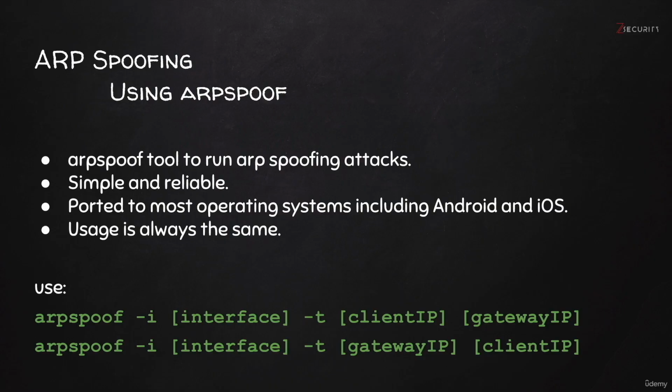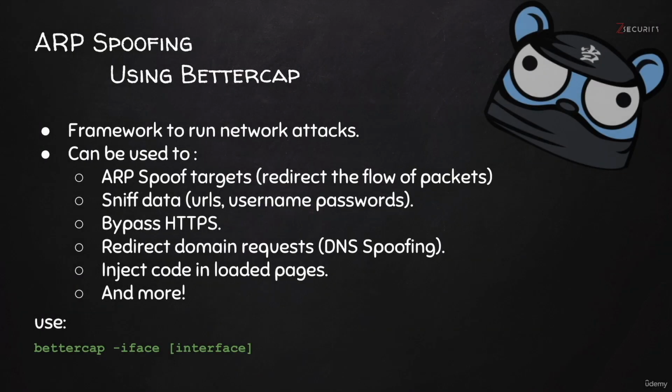However, in this lecture and in the next lectures, we're going to be using a tool called BetterCAP. BetterCAP can be used to do exactly what we did with arpspoof. So we can use it to run an ARP spoofing attack to intercept connections. And it can be used to do so much more. So we can use it to capture data and analyze it and see usernames and passwords. We can use it to bypass HTTPS and potentially bypass HSTS. We can use it to do DNS spoofing, inject code in the loaded pages, and so much more.